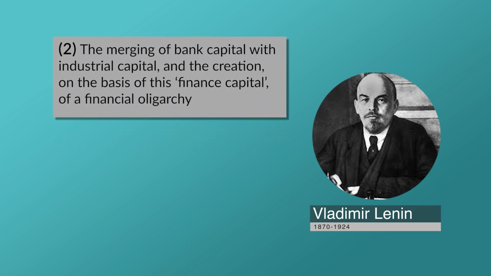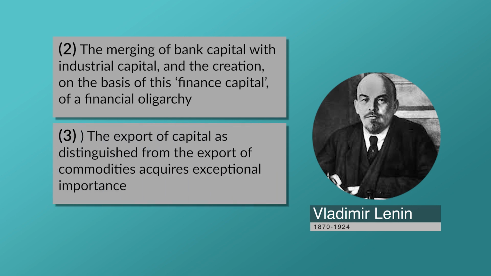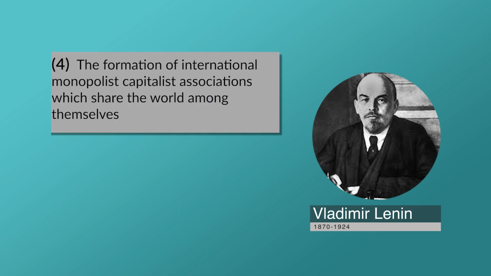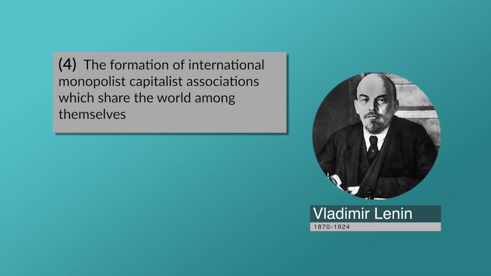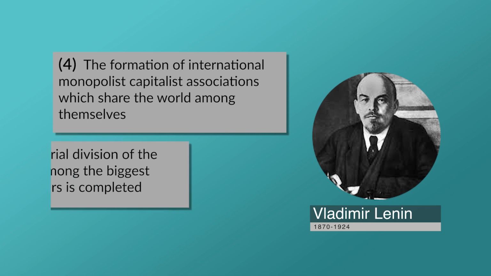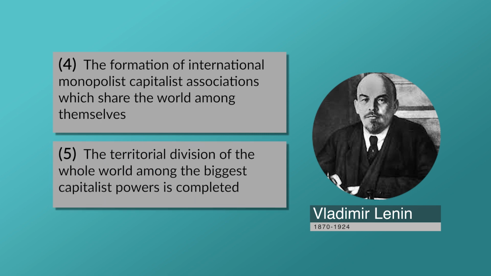Secondly, he focused on the merging of bank capital with industrial capital and the creation, on the basis of financial capital, of a financial oligarchy. Thirdly, the export of capital, as distinguished from the export of commodities, acquired greater significance to Lenin. Fourthly, the formation of international monopolist capitalist associations which shared the world among themselves. And finally, most importantly, the territorial division of the whole world among the biggest capitalist powers is completed under monopoly capitalism.